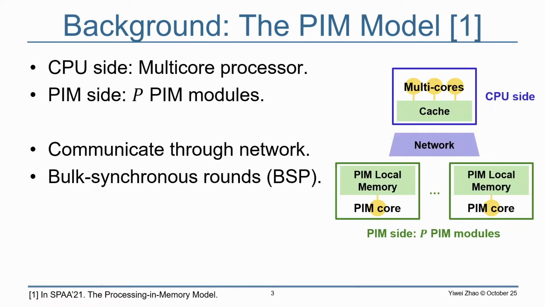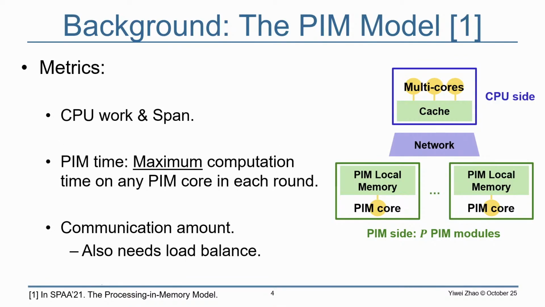So just to reiterate and remind you of what we are trying to study at the architecture level, we're studying processing memory with the PIM model, where the entire system is composed of the CPU side with a multi-core processor and the PIM side with P PIM modules in total. The communication has to happen through the network, and all of the execution is carried out in BSP rounds. For the metrics, we're studying 3 points.